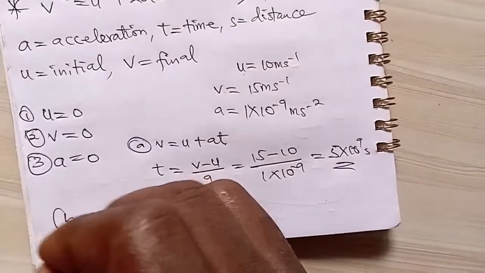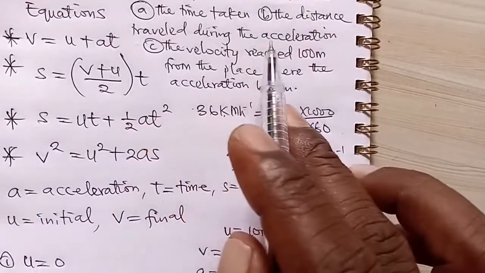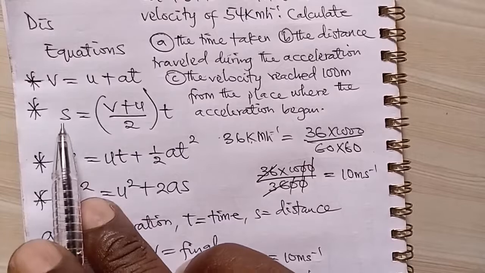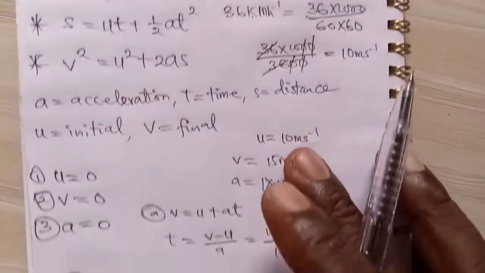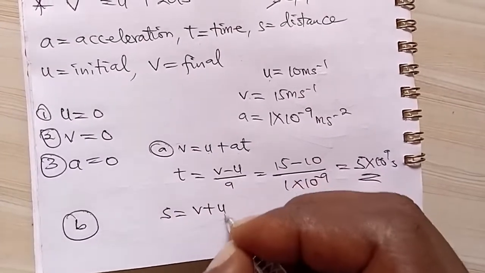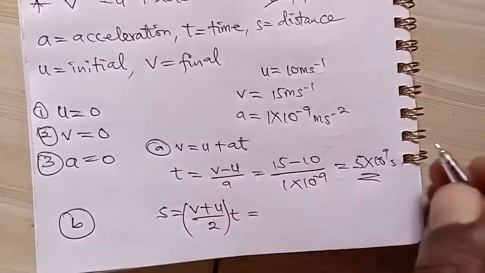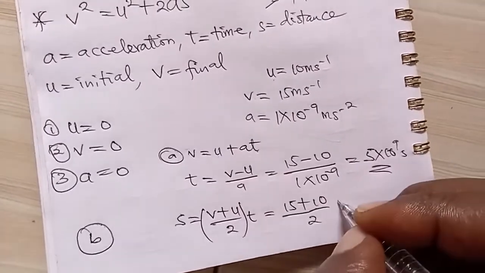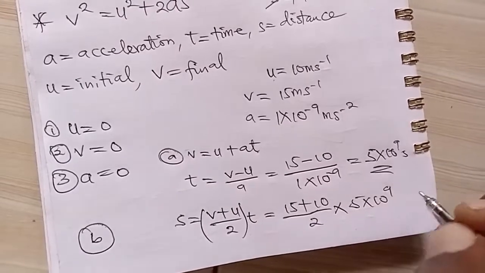So the second one wants us to calculate the distance traveled during the acceleration. The distance, we already have this one where we have V, U, and T already. So all we need to do is we plug it in. Distance is equal to V plus U over 2 times T. If we plug in the value, we have our V is 15 plus 10 over 2 times our T is 5 times 10 raised to power 9.